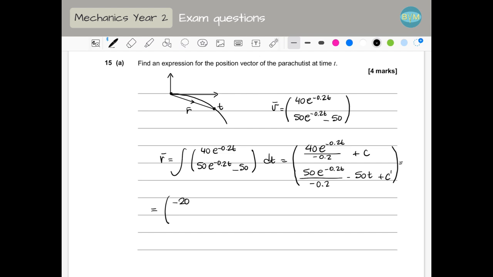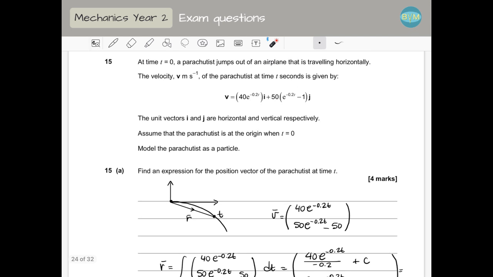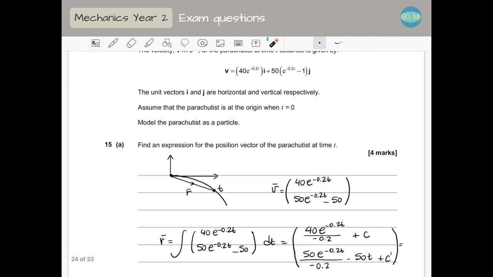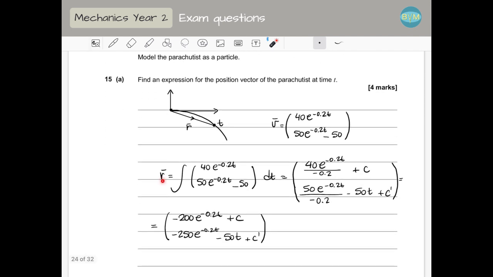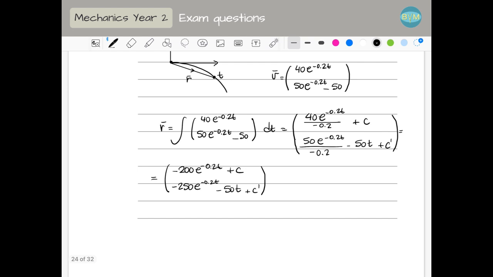This is minus 200e to the power of minus 0.2t, and the other one is minus 250e to the power of minus 0.2t minus 50t plus c prime. And now we know that at the beginning, the parachutist is at the origin when t is 0. So when t is 0, the position vector is 0, 0.